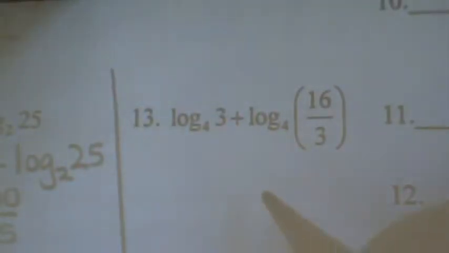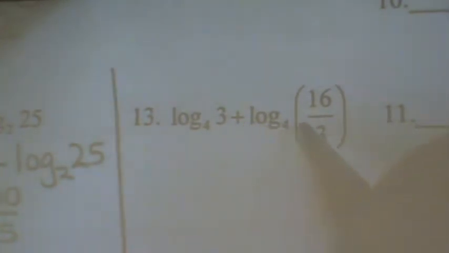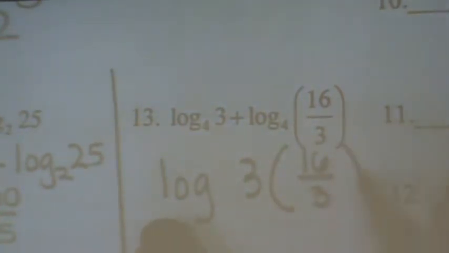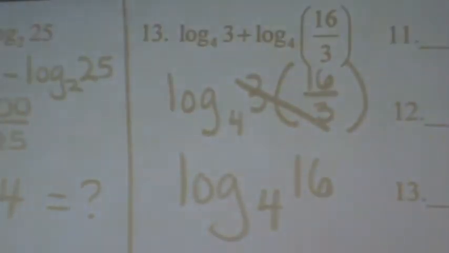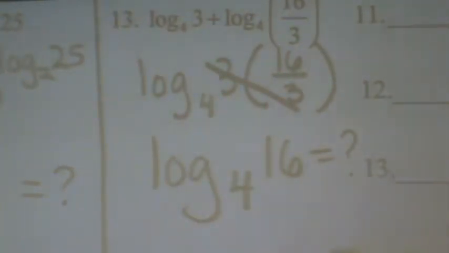Check this one out, 13. How do you bring these two together? It's a plus sign. What do you do? You multiply. You've got the product of 3 and 16/3. Well, what happens to these 3's? They're gone, they cancel. So you've got really the log of 16 base 4. Well, 4 to what power is 16? 2, that's another 2.